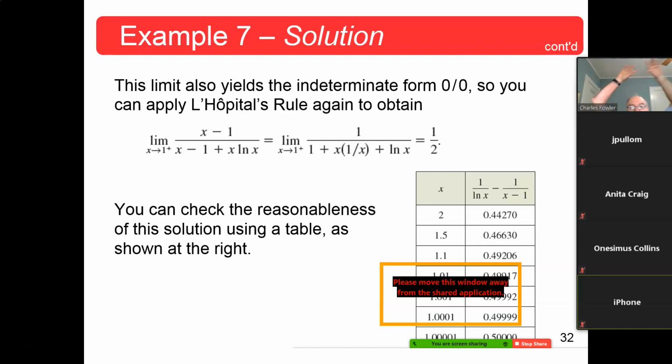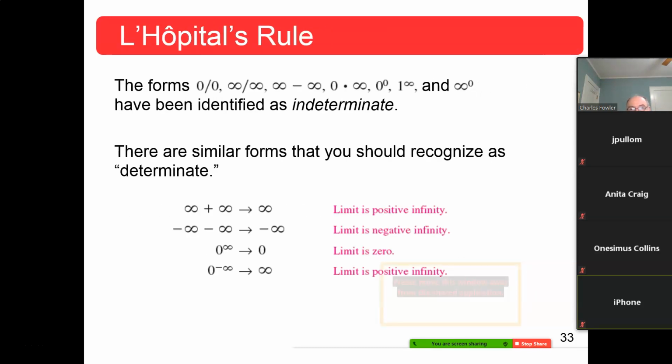Still a digit out there somewhere, probably. But anyway, to 5 digits it's a half. Anything beyond that is even closer to a half. Okay, that's how they say to check the reasonableness. That's a lot of checking to do for reasonableness. I'll take their word for it. It's 1/2. So here's sort of a summary.